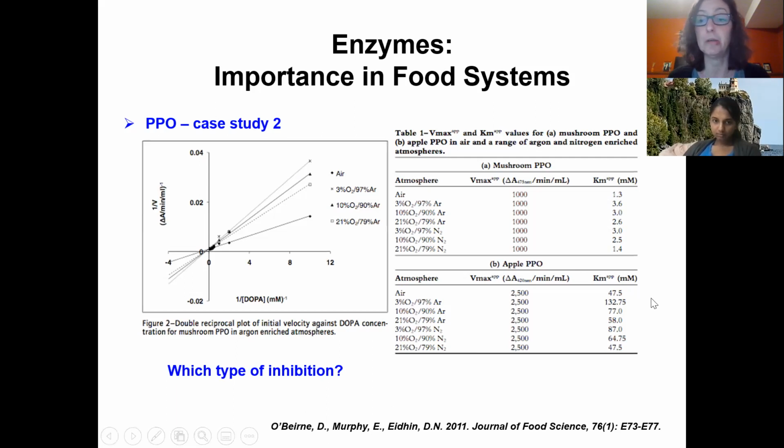So which type of inhibition? Obviously, I just kind of answered it. You have similar Vmax, different Km. So it's basically competitive inhibition.